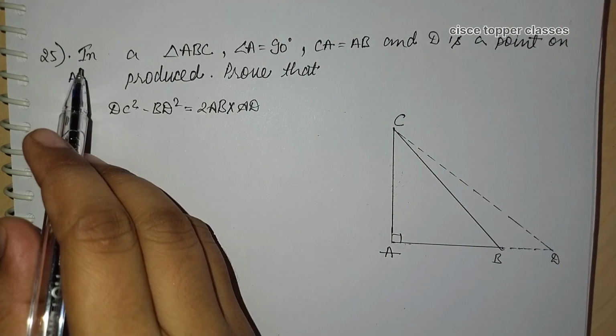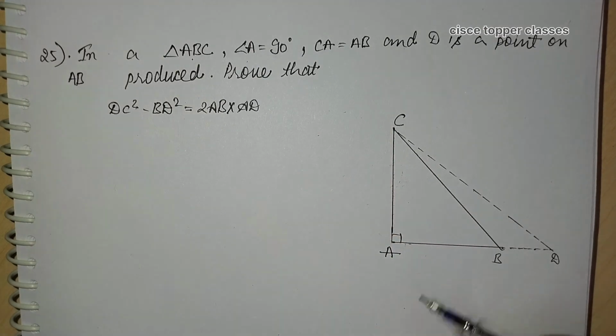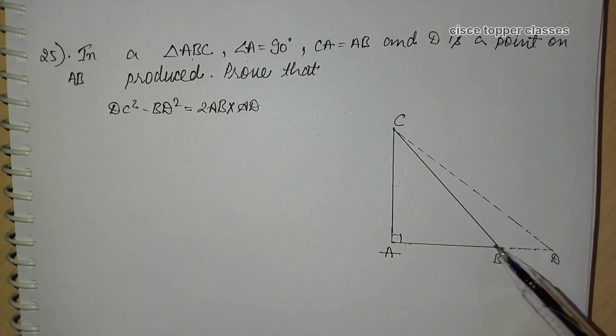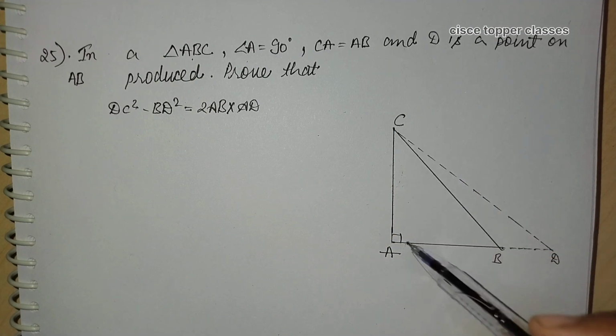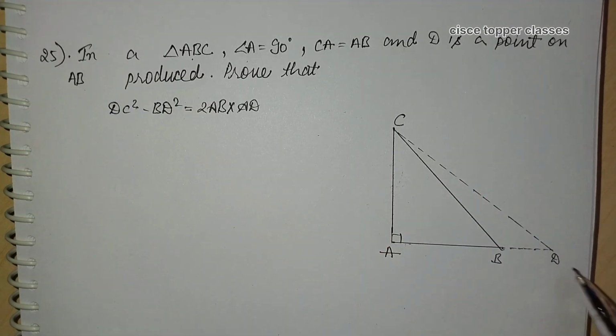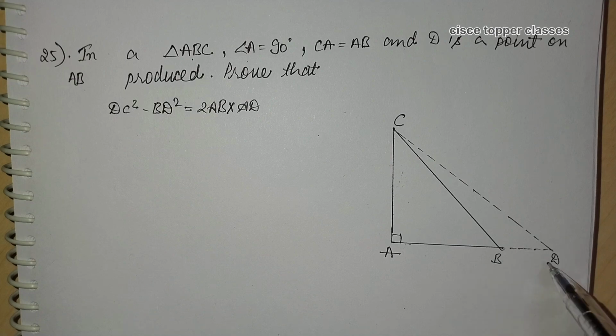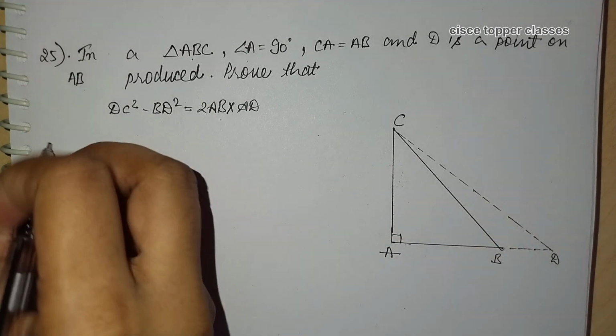Let us solve 25th question. In a triangle ABC, angle A is equal to 90 degrees and CA is equal to AB. This CA is equal to AB and D is a point on AB produced. Then we have to prove that DC square minus BD square is equal to 2AB into AD.